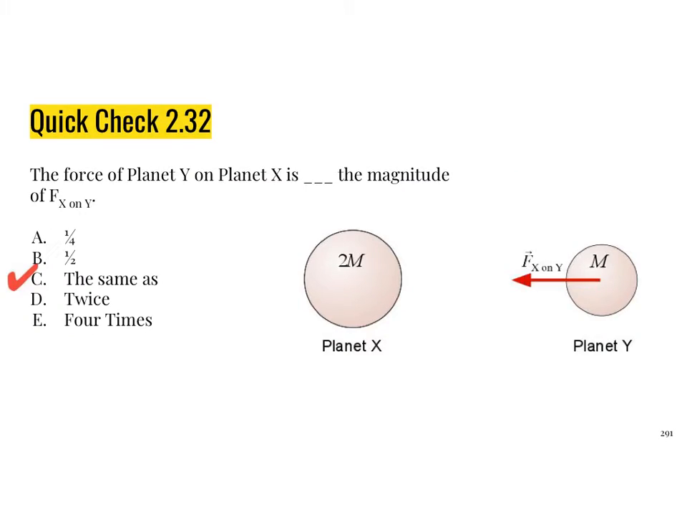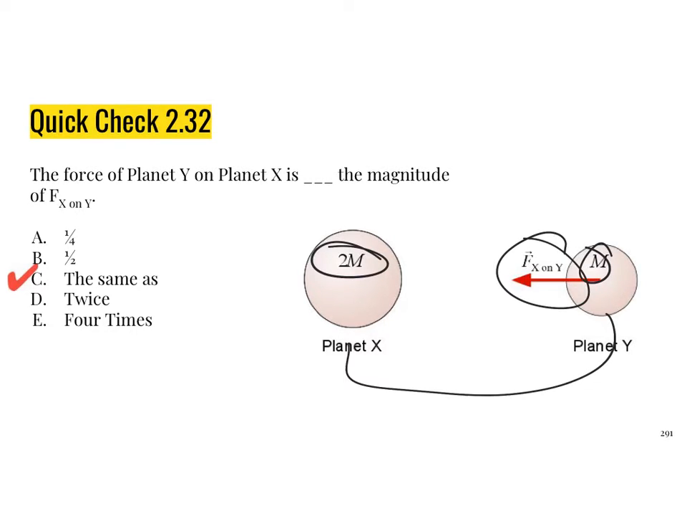All right, so I got a quick check. The force of planet Y on X. So planet X is 2m, planet Y is m. There's some distance apart, and there's this force of X on Y, and my question is, what about the force of Y on X and X on Y and how they relate to each other? They are going to be the same. And the reason they are the same is Newton's third law. Planet Y pulls on planet X, and X pulls on planet Y. This is an action-reaction pair, so they experience the same force.